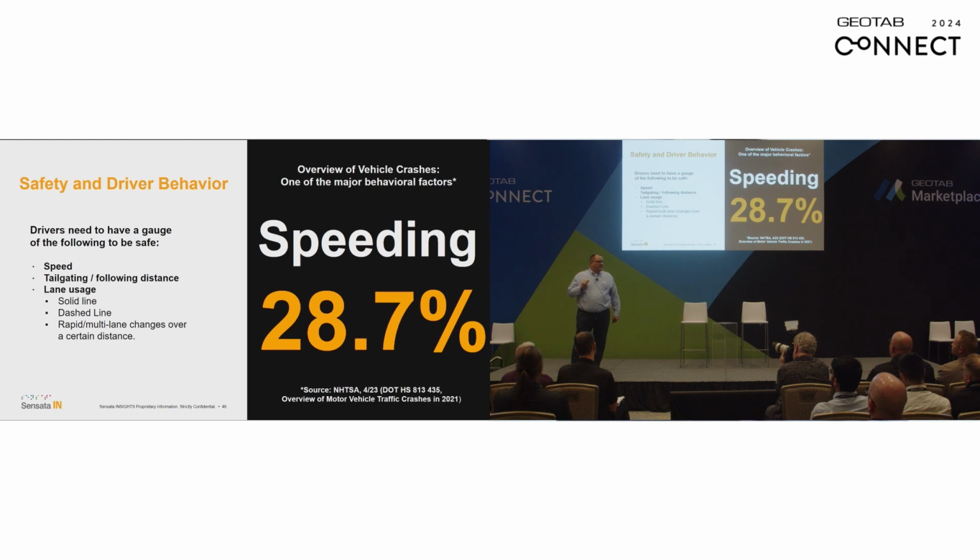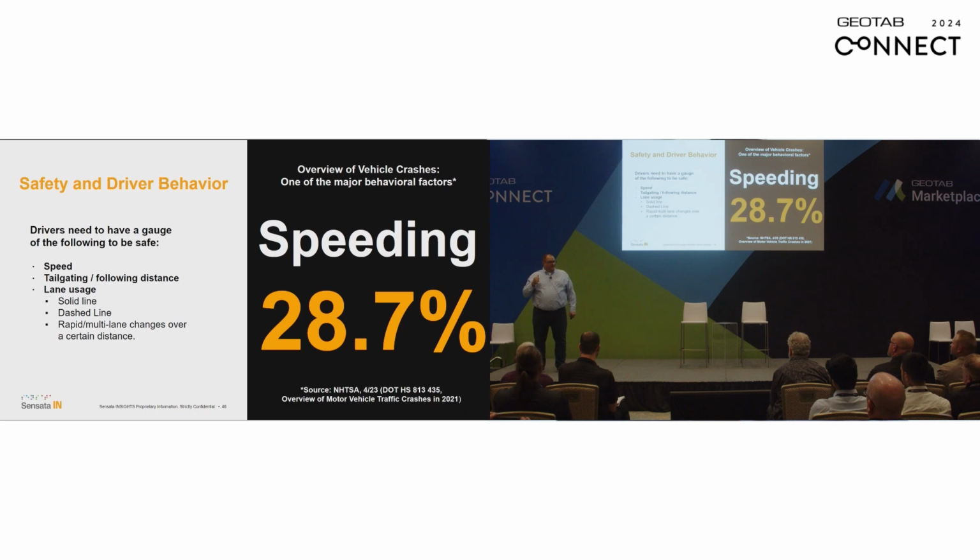28.7% of the fatalities were associated with speeding. Now that you can get from a Go9 device, okay? So that now you can actually see what's happening with basic standard telematics. But then let's think about driving behavior.